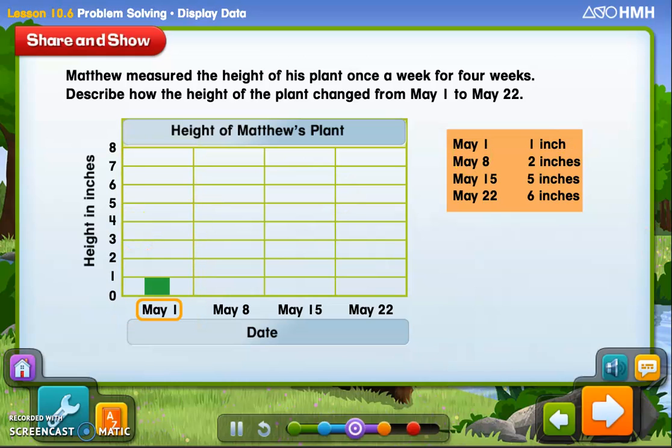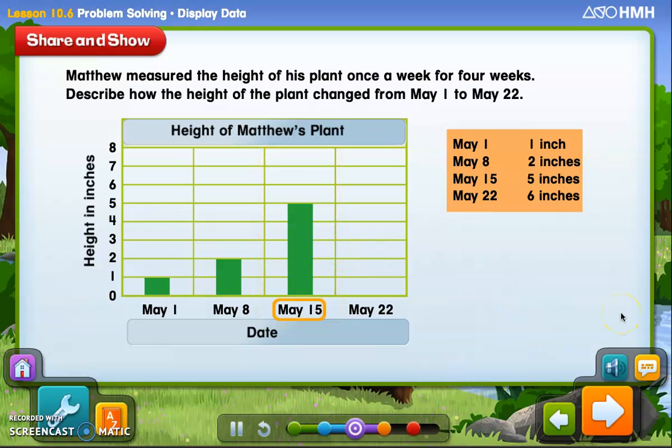The bar for May 1st is drawn to 1 because the chart lists that the plant was 1 inch tall on May 1st. Now let's draw the bar for May 8th. The bar for May 8th is drawn to 2 because the chart lists that the plant was 2 inches tall on May 8th. Next, draw the bar for May 15th.